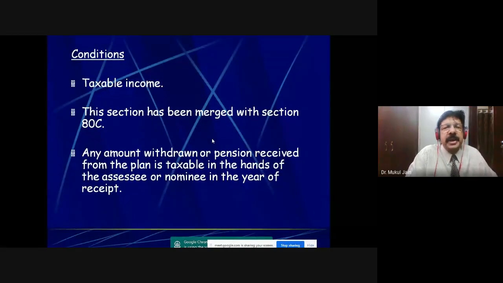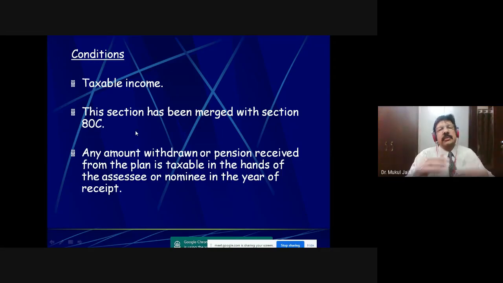But now what has happened? There is no separate limit of section 80CCC. See my second point where my cursor is. This says that this section has been merged with section 80C. So what is the limit of 80C? 1,50,000. Pension plan was also written in it. So what used to be separate as pension plan under section 80CCC has now been merged into 80C.